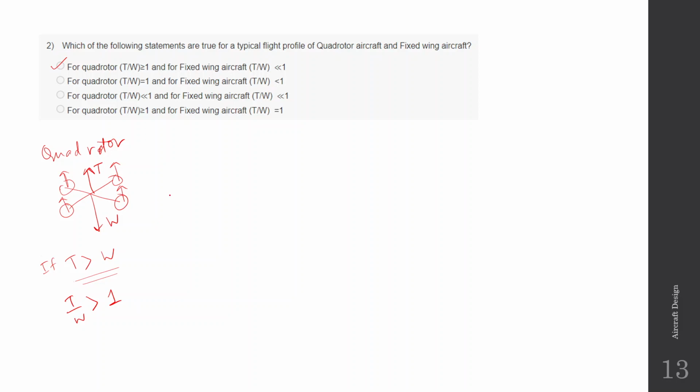But when a quad rotor is in equilibrium, let us say that it is hovering, and it is not accelerating up or down, or moving left or right, then the thrust is equal to the weight. So in this case, the weight is supported by the thrust. In case of fixed wing aircraft, the weight is supported by the lift. So in case of quad rotor, the thrust loading is 1, or it might be a little bit more than 1.